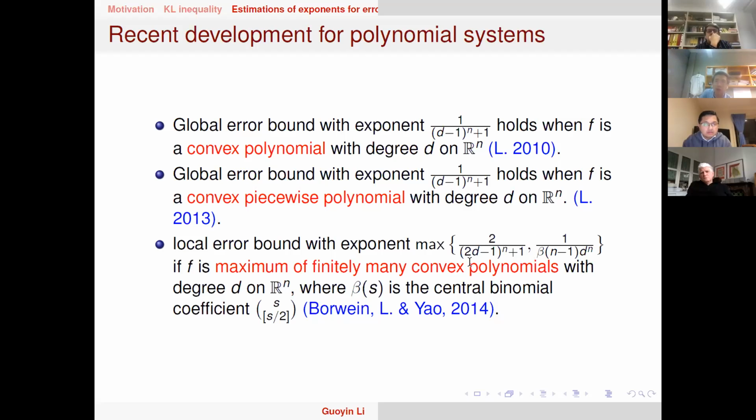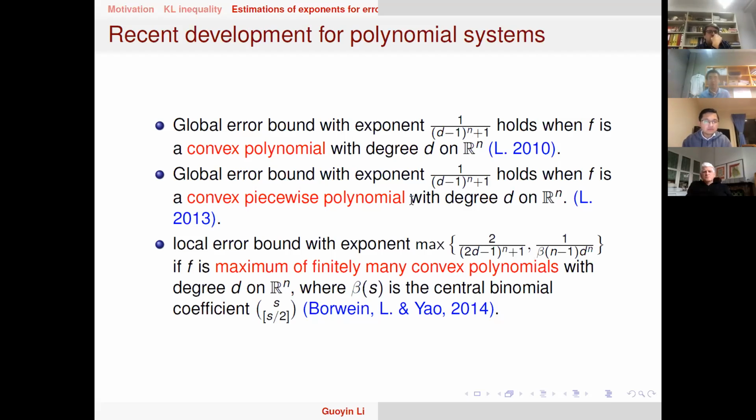So first of all, when f is just a convex polynomial with degree d, you would have a global error bound with exponent 1 over (d minus 1) to the power n plus 1. And you can see that if d is just 2, then you reduce to Luo's result, which is 1 over 2. And also when the dimension n is 1, you just get 1 over d, which is exactly the previous motivating example. And you can also look at the convex piecewise polynomial in terms of global error bound.